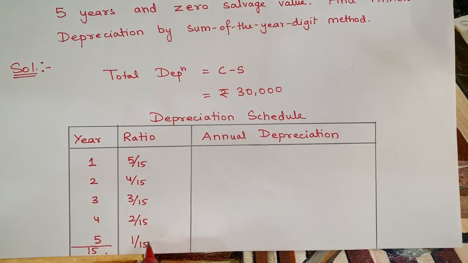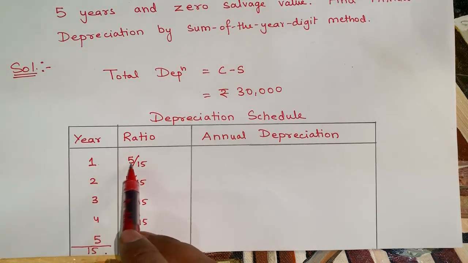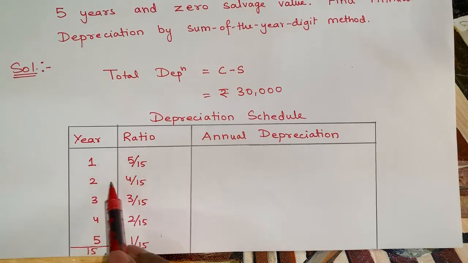So we get the ratio. Hence the first year depreciation is in the ratio of 5/15, second year depreciation ratio is 4/15, third year depreciation ratio is 3/15, and similarly for the fourth year and fifth year.